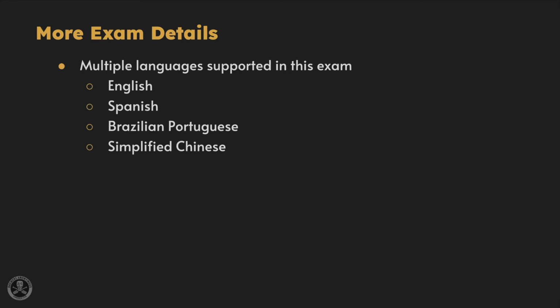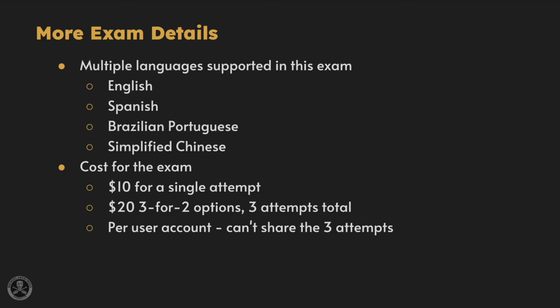So here's a few more exam details. There are multiple languages supported in the exam. It supports English, Spanish, Brazilian Portuguese, and simplified Chinese. There is a cost for the exam. It's $10 for a single attempt, but there is a $20 3-for-2 option. So that's 3 attempts total. This is the one I always suggest to everybody.